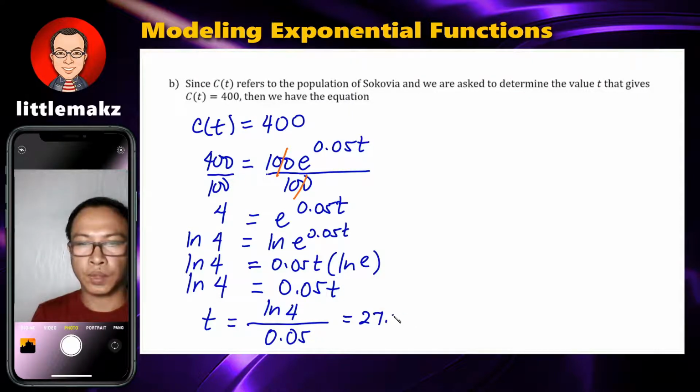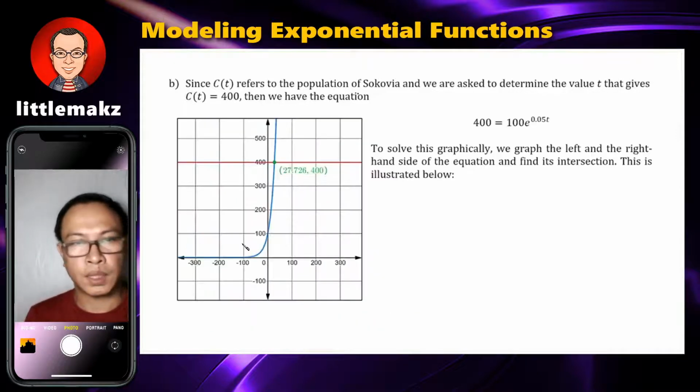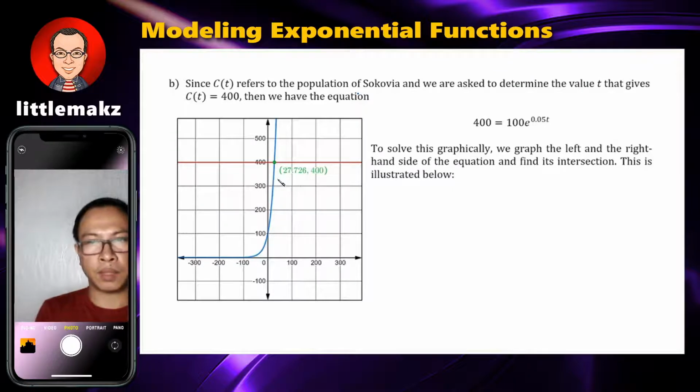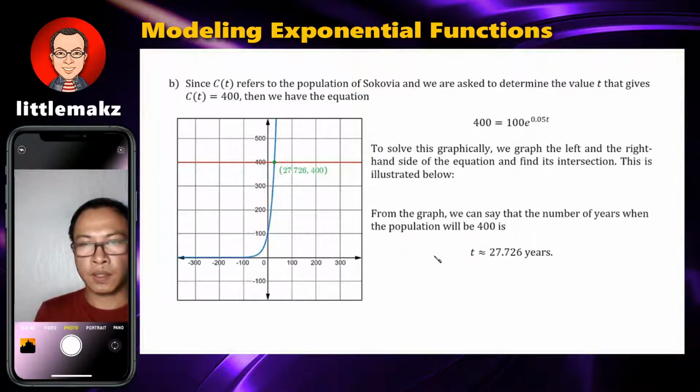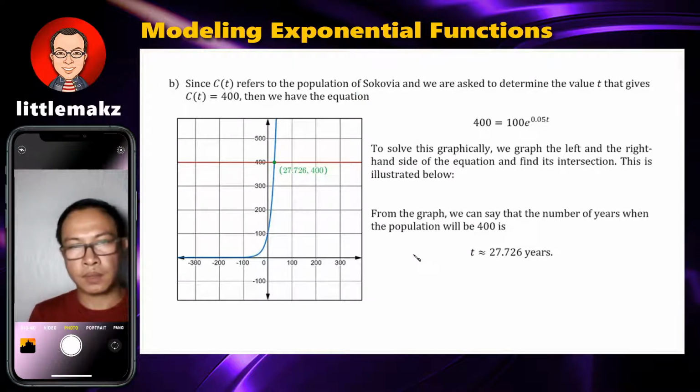Okay, 0.726 in 3 decimal places. And that is the same thing that we have obtained by making use of our graph in this case. And it says there that the graph tells us the point of intersection of the horizontal line. This is actually the horizontal line y equals 400, or C of t equals 400.